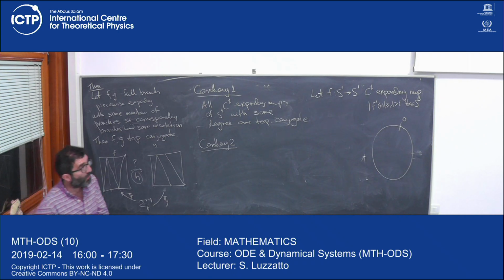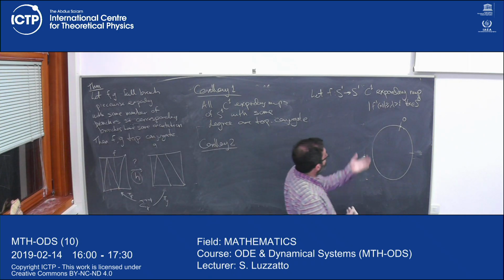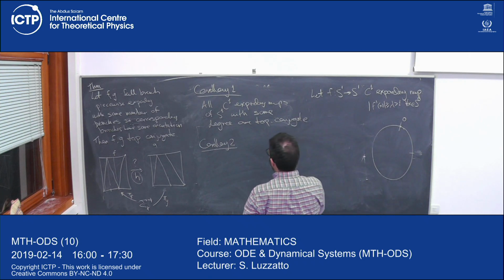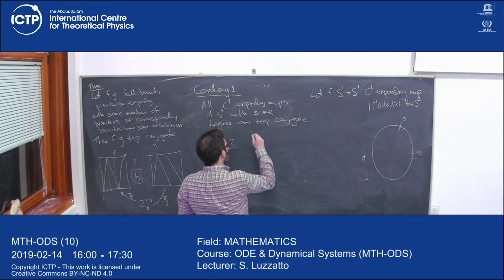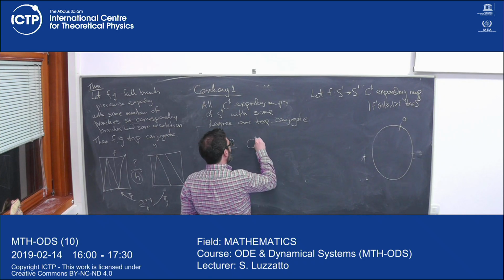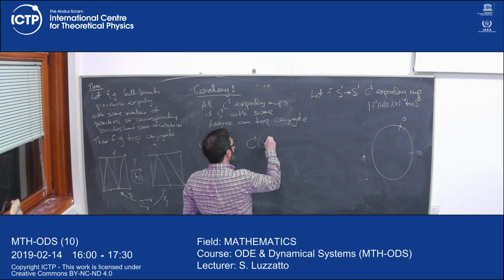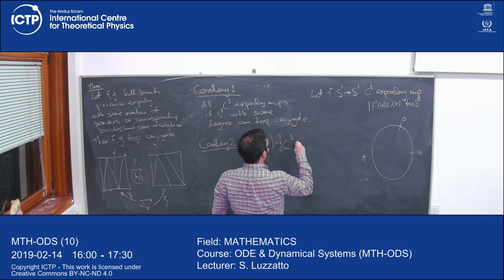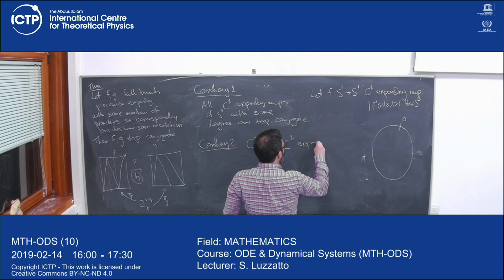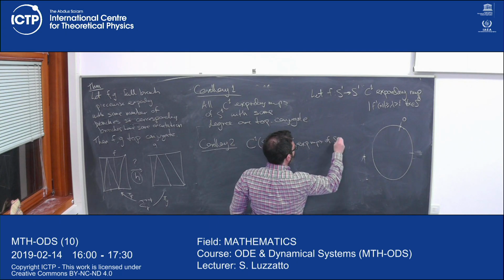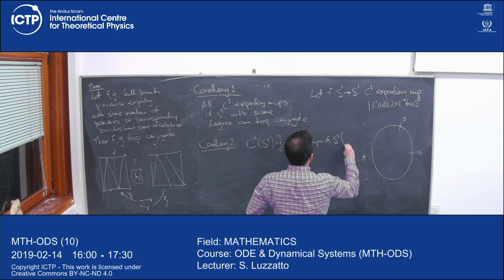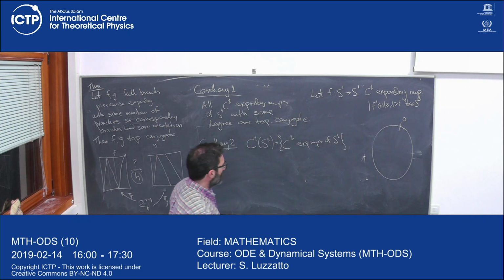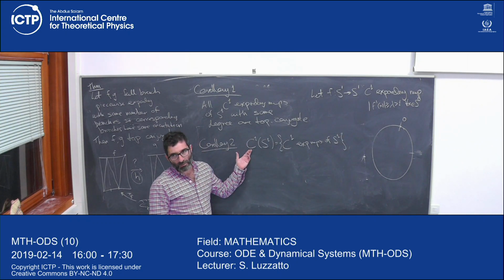So for C1 expanding maps, you have the usual topology. Let's write C1 of S1 for the family of all C1 expanding maps of S1, and then there is a natural topology on this. What's the topology on this?